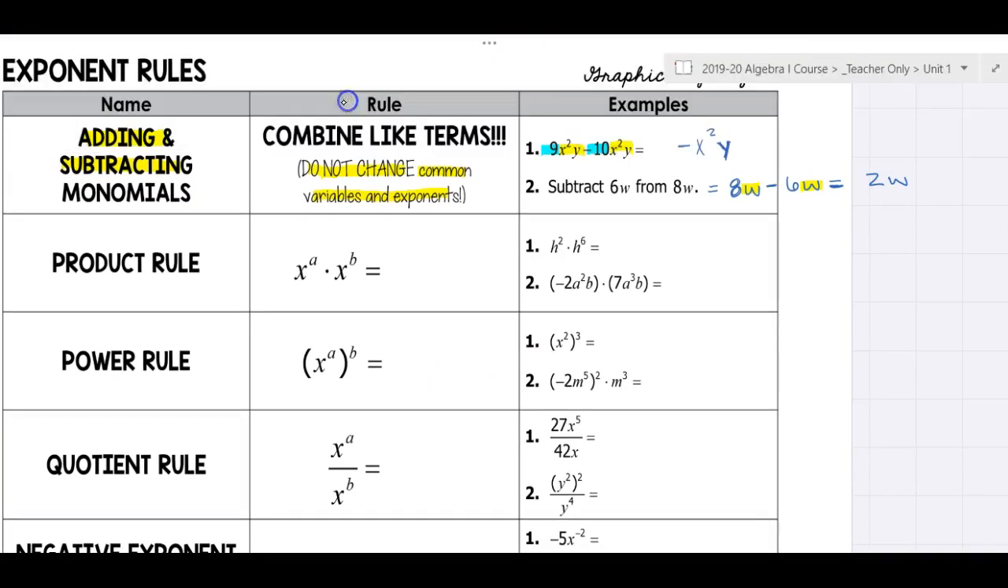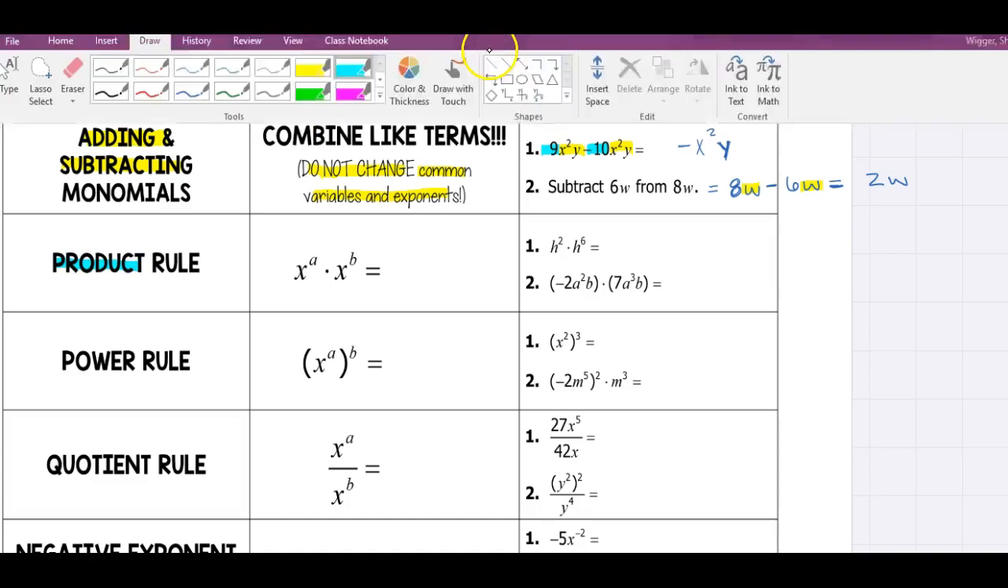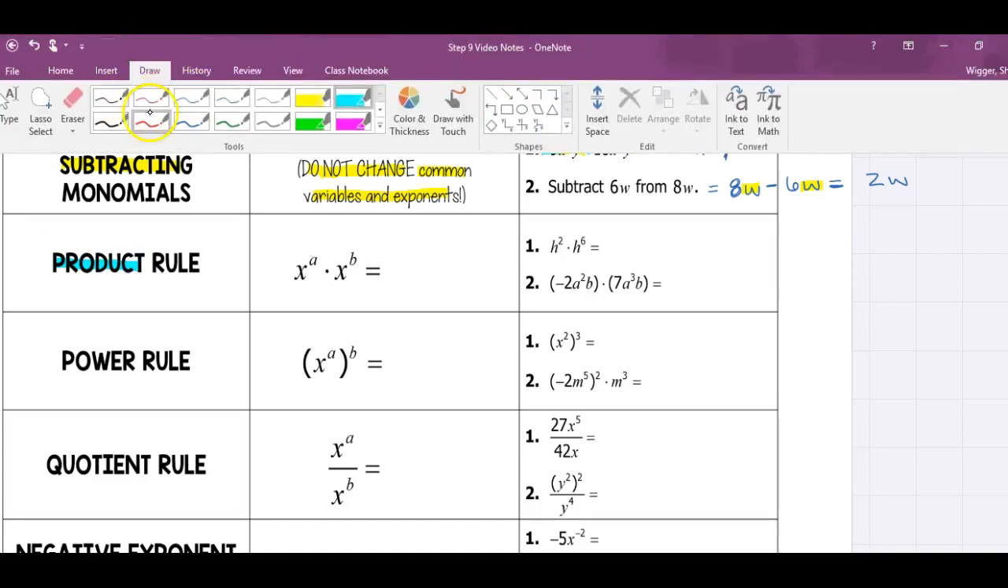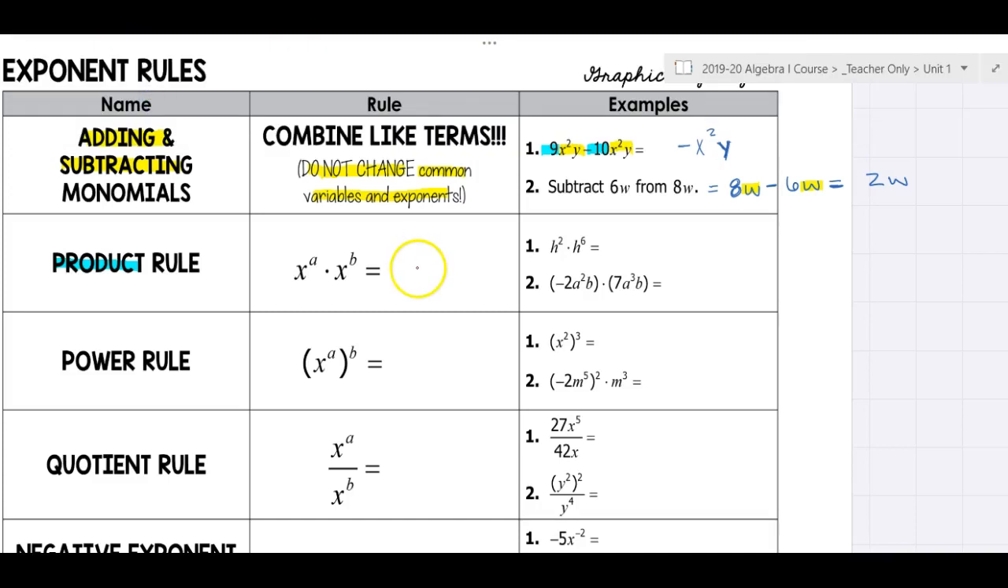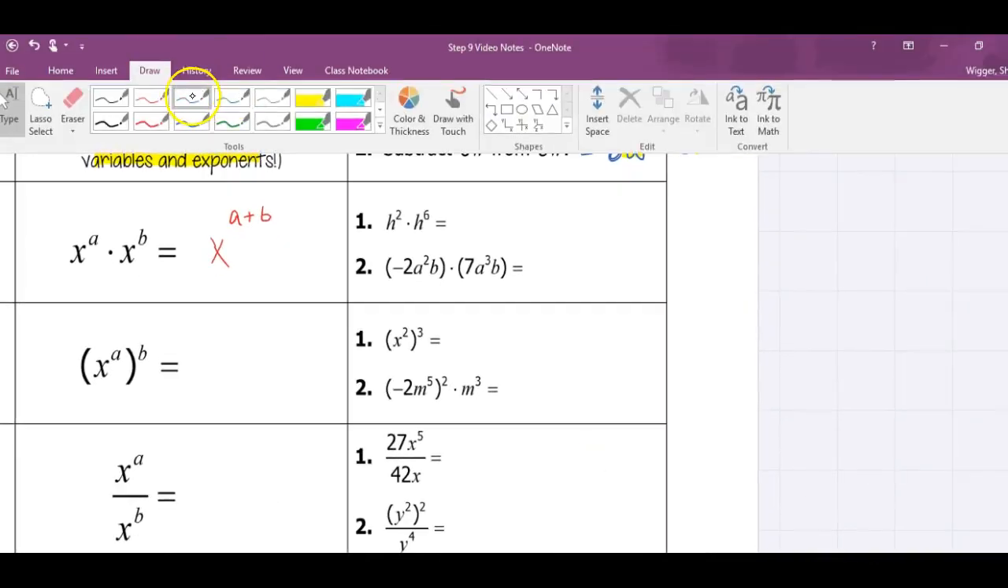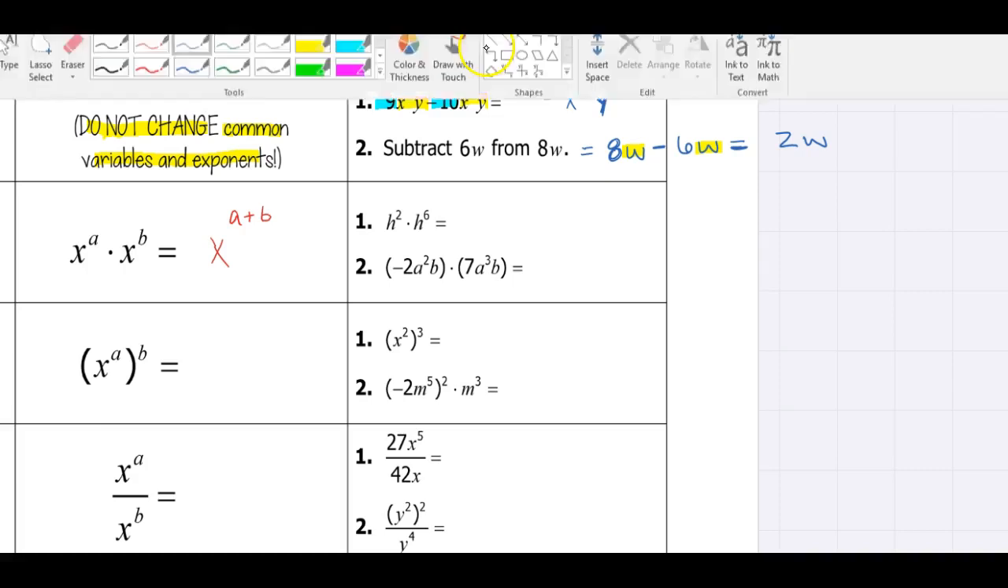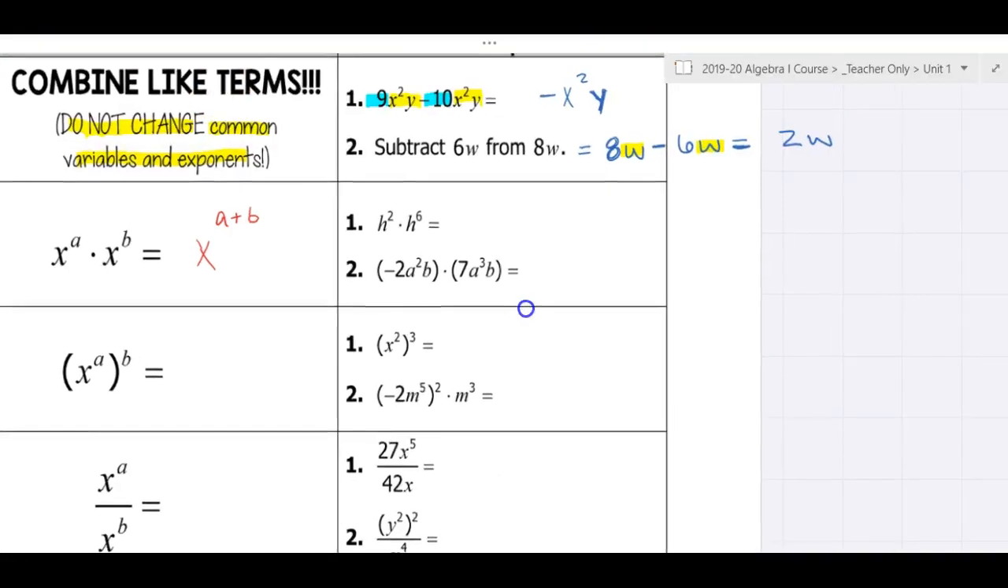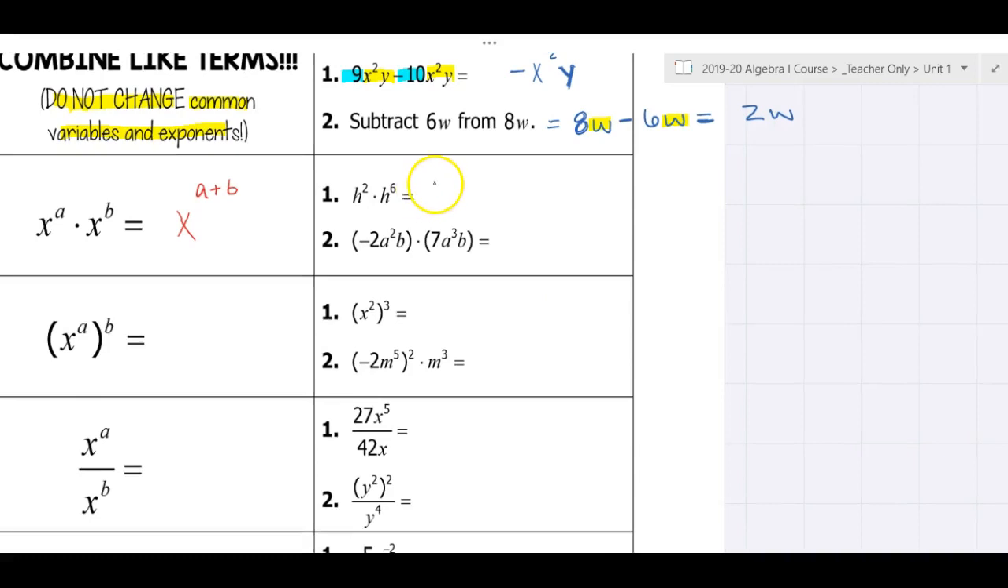The product rule. Product, as we know, means multiply. When we multiply, the rule is same base. Base of x will stay the same, and I'll add the exponents. So, in order to multiply, we must have the same base. In example 1, we have a base of h. And I'm going to add the exponents, 2 plus 6. So I have h to the 8th power.